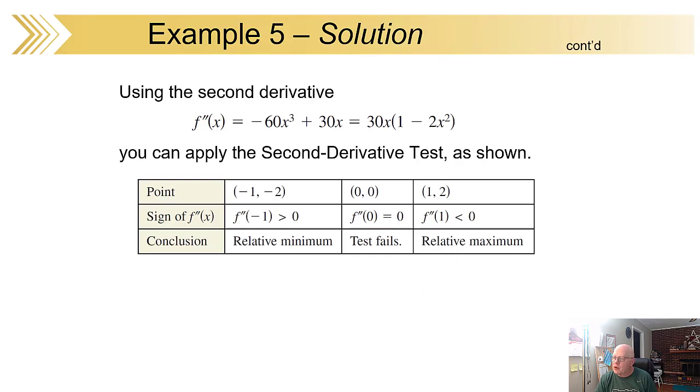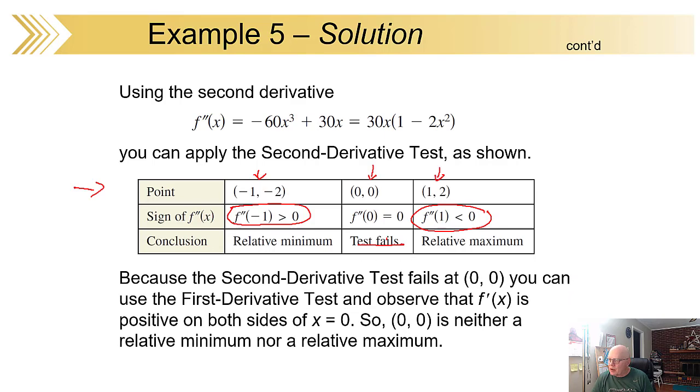Okay, we've got a small table for us. We've got the points -1, -2, 0, 0, and 1, 2. What's the sign? On -1, it's positive. At 0, it's 0. That means the test fails here. And negative here. So here, since it's positive, that means we're going to have a minimum in that interval. Over here, it's negative, so we'll have a maximum.